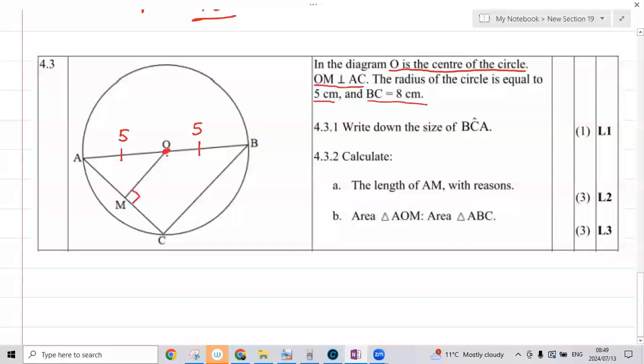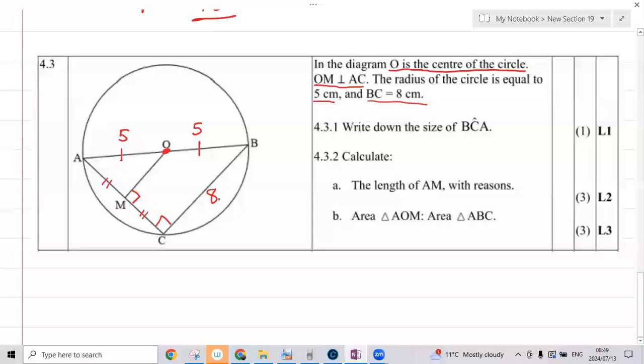Now, what theorem is this? Line drawn from center perpendicular to our chord AC means that it's going to bisect the chord. Excuse me. So we got AM is going to equal MC. What else do we know here? The diameter is given. So therefore, angle in semicircle, so ACB is going to equal 90 degrees. And that's going to be angle in semicircle. So it's very important for us to update our diagrams, okay? They're telling us here that BC is equal to 8.